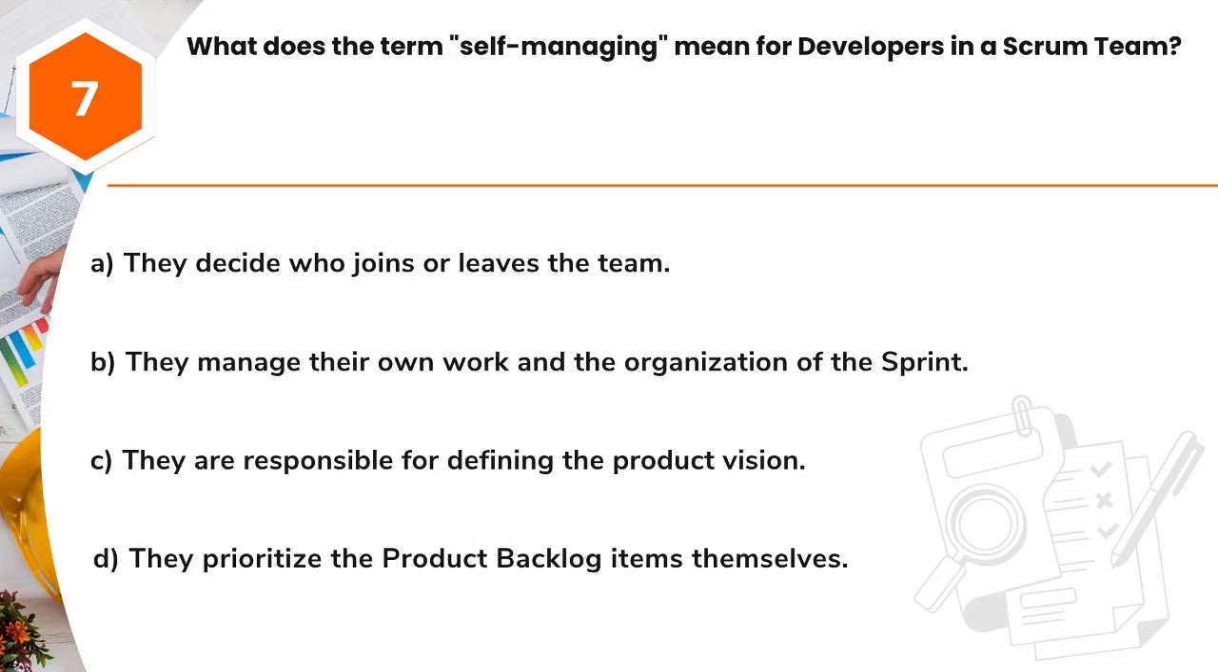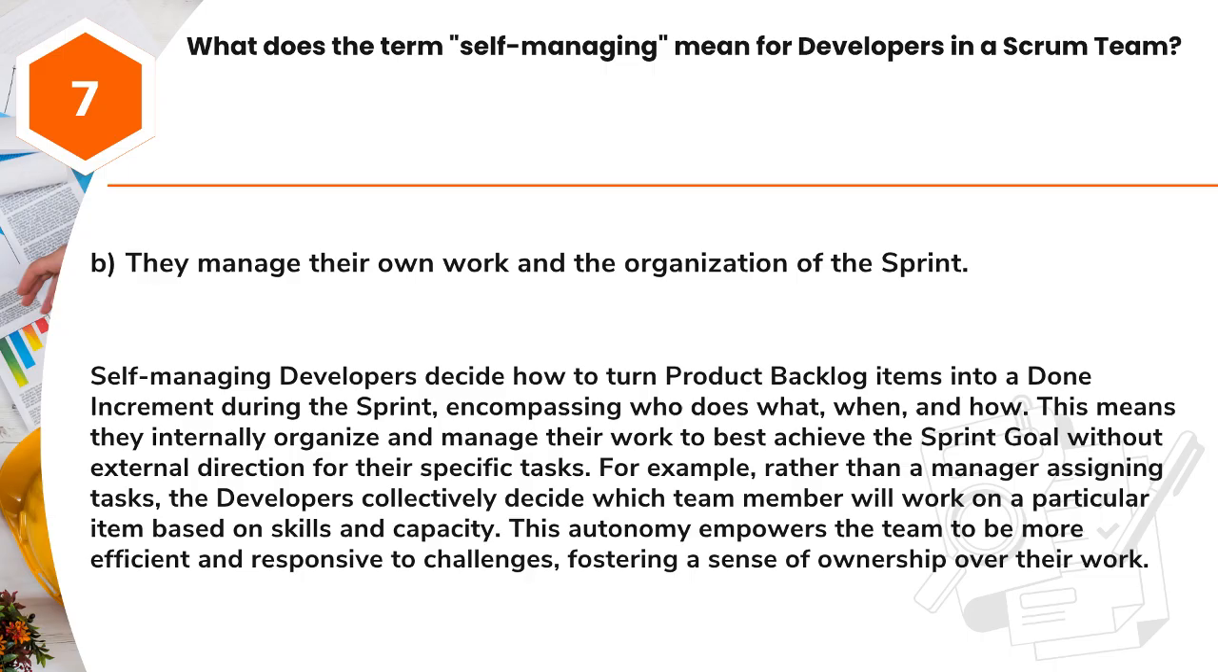Question 7. What does the term self-managing mean for developers in a Scrum team? A. They decide who joins or leaves the team. B. They manage their own work and the organization of the sprint. C. They are responsible for defining the product vision. D. They prioritize the product backlog items themselves. Answer: B. They manage their own work and the organization of the sprint.